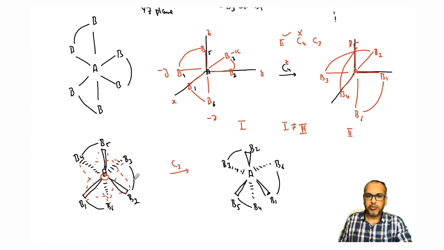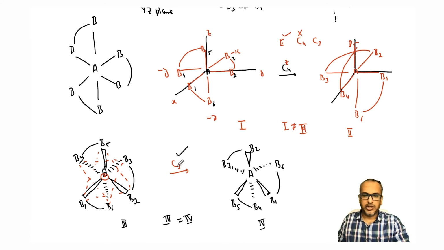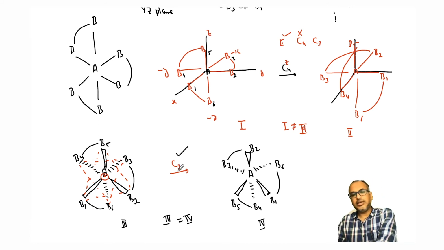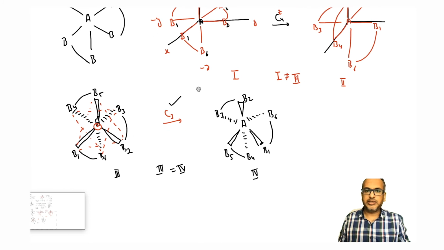Now you see that the bonds are also at the same position, so I can say that my configurations 3rd and 4th are equivalent, right? So then I can say that C3 exists. That means my C3 is actually the principal axis. Now the rules of assigning the molecule to a coordinate system say that you have to align your principal axis to the coordinate system, right?